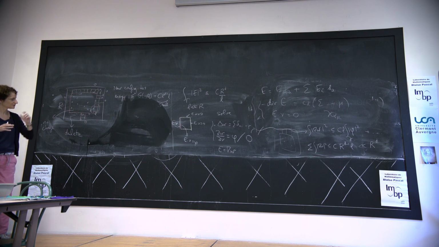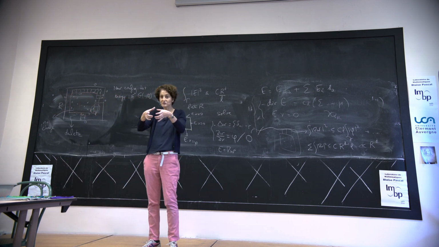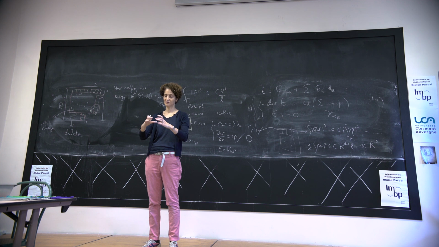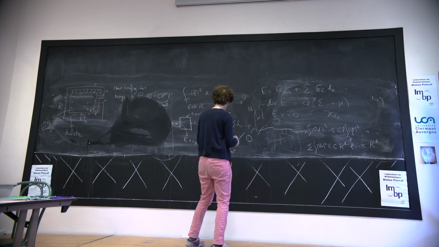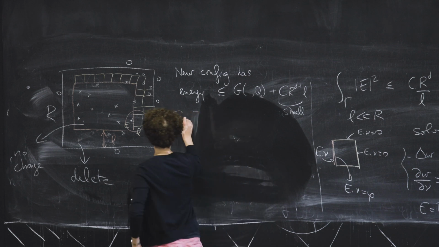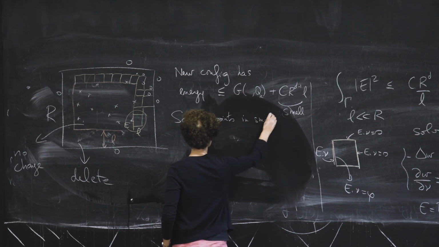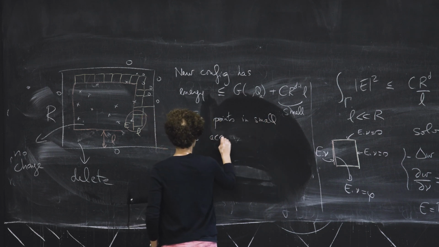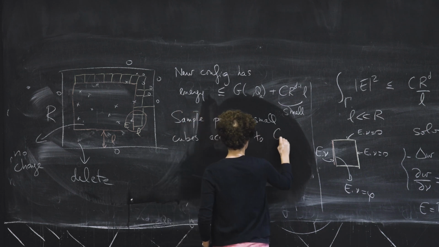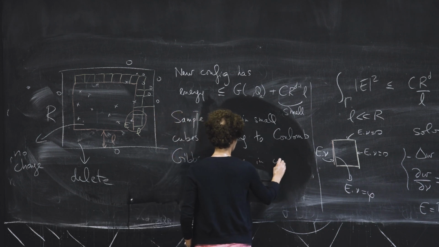And in fact, the way to pick the points is to sample them again according to a Coulomb gas in the subcube. So we define these partition functions in cubes, right? So we can define the partition function in a cube with a slightly different boundary condition if we want. So we're going to just sample the points in the small cubes according to the Coulomb Gibbs measure in the cube, in the small cube.